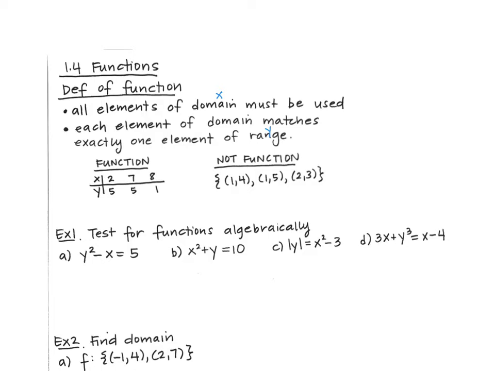For example, on this first table here, this is a function. Why is it a function? Because the x values are 2, 7, and 8, and they are all used. And each of the x values matches with a unique element of the range. So the 2 only matches with the 5, the 7 only matches with the 5, and the 8 only matches with the 1. Each x value has only one partner.